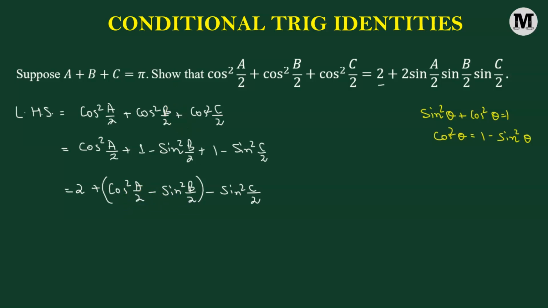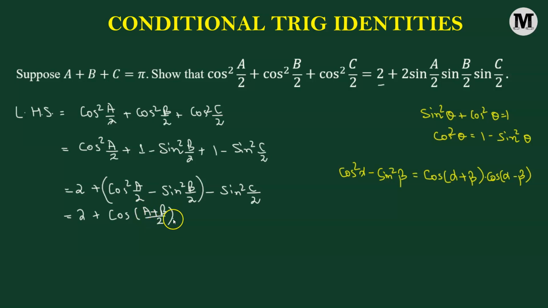Now we converted cosine squared to its equivalent sine squared because what we have now is cosine squared A over 2 minus sine squared B over 2. That means this is of the form cosine squared alpha minus sine squared beta. Whenever we have cosine squared alpha minus sine squared beta, this is given by the product of cosine of alpha plus beta and cosine of alpha minus beta. Meaning we can now combine the difference of the two trig functions to get cosine of A plus B over 2 multiplied by cosine of A minus B over 2, minus sine squared C over 2.